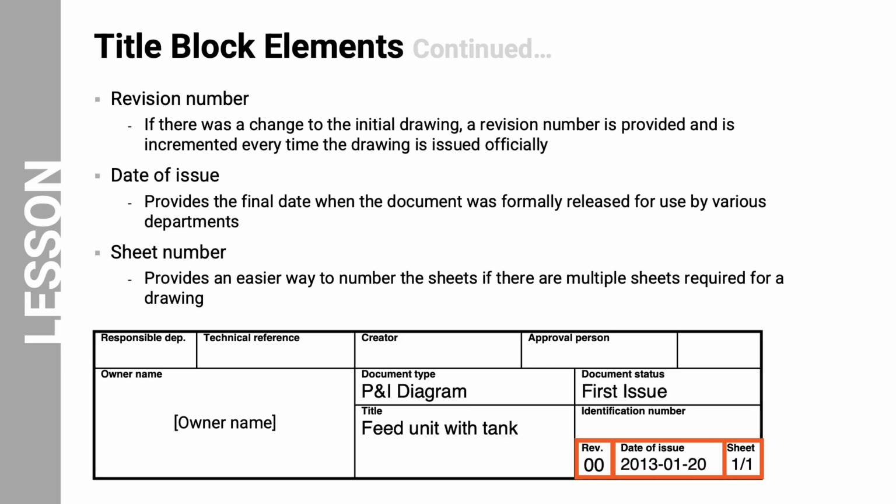The date of issue specifies when the document was formally released for use across various departments, ensuring everyone works with the most current version. The sheet number provides an easy way to organize and reference multiple sheets if the drawing spans several pages. This numbering system helps maintain order and clarity, especially for complex projects requiring extensive documentation.